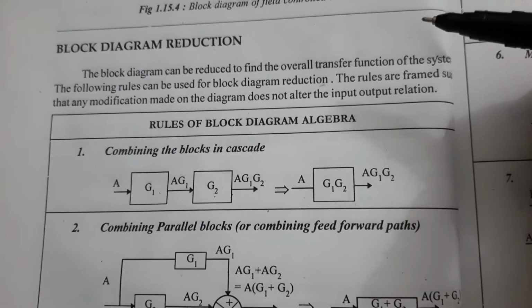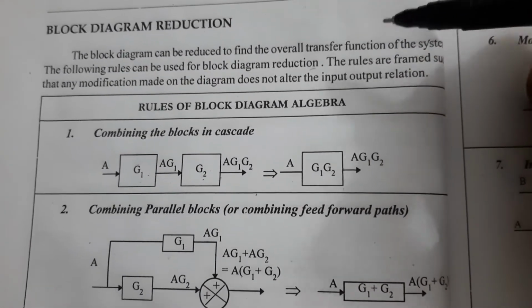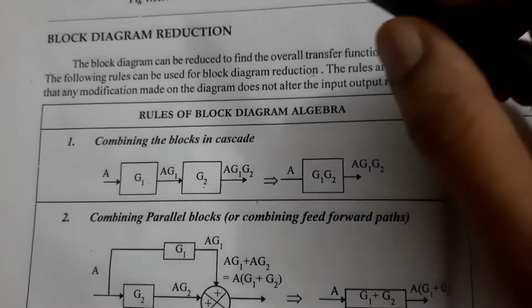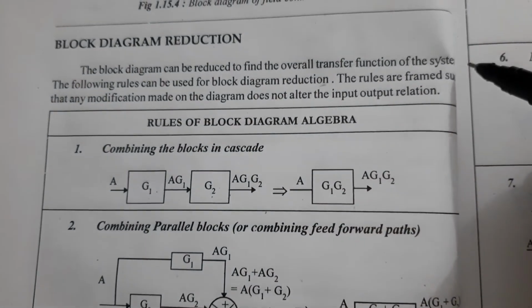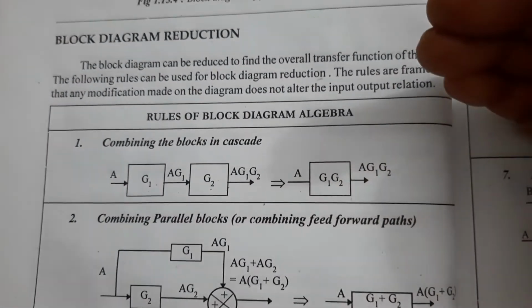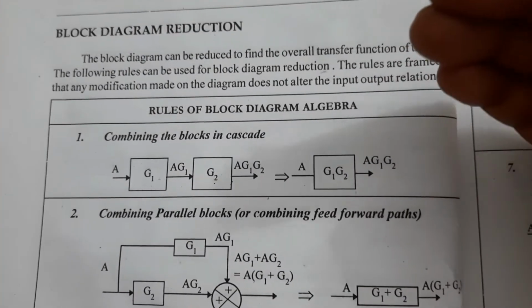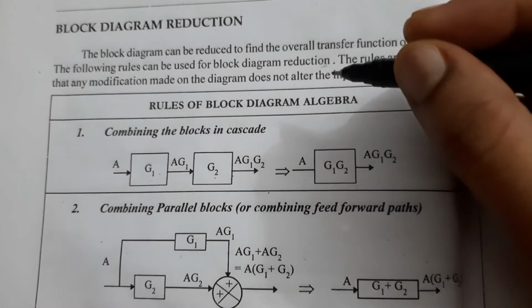Next we will see about block diagram reduction. This block diagram reduction can be used to find the overall transfer function of the system. So the block diagram can be reduced to find the overall transfer function of the system. For that reduction we follow a set of rules. These rules are used to simplify the calculation. So now we see the rules.